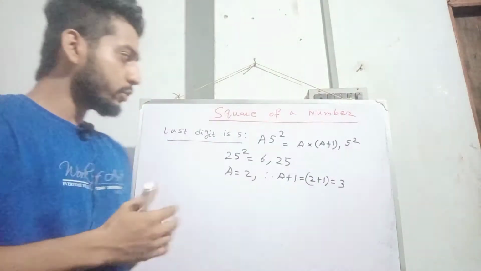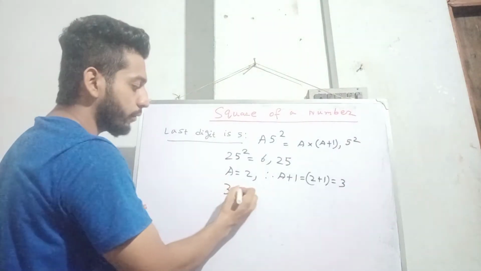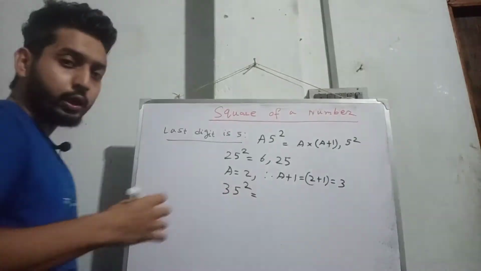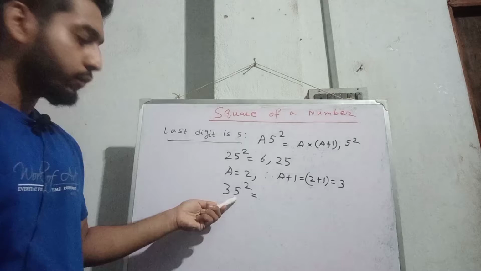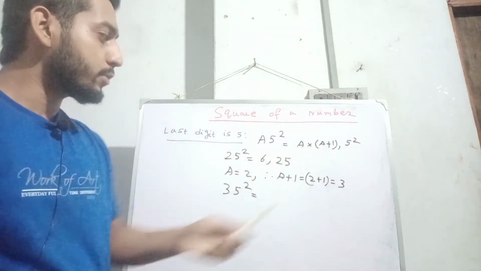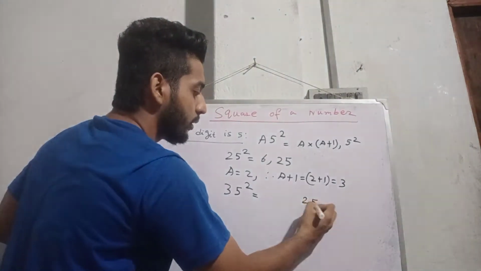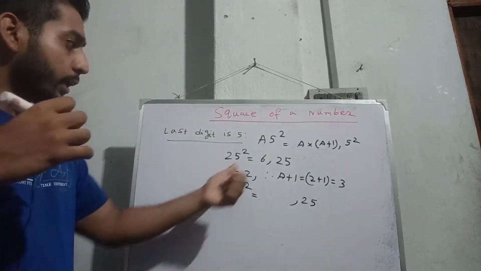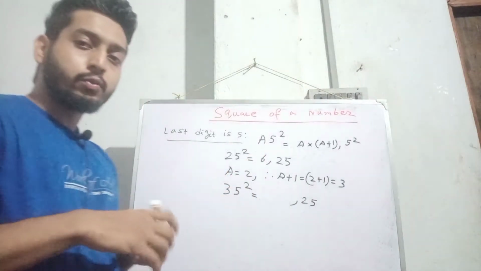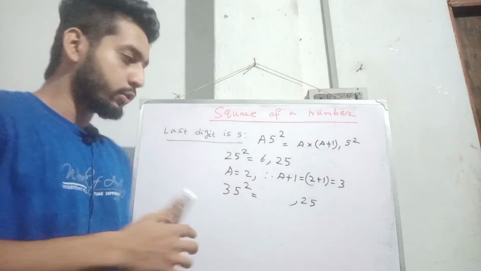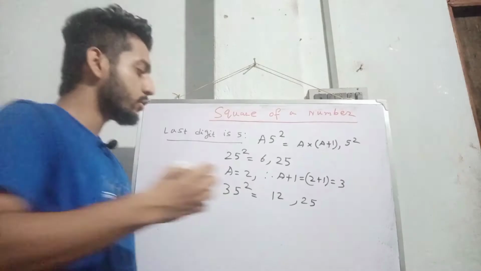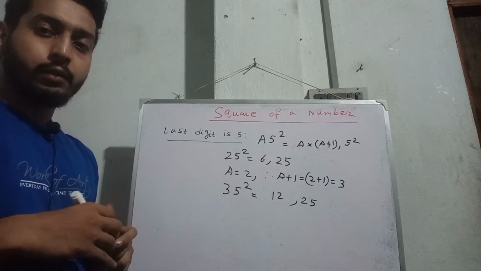Now what will be the square of 35? Now think about that. What will be the square of the number 35? Here the last digit is 5, so we can apply 5 square, that is 25, comma, and here a is 3 and a plus 1 will be 4. So 3 into 4, that will be 12. So 12 comma 25 is the square of the number 35.